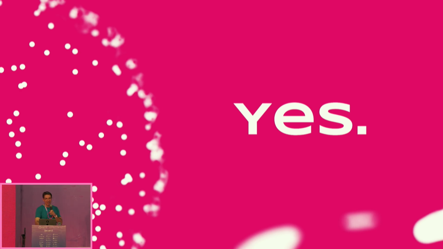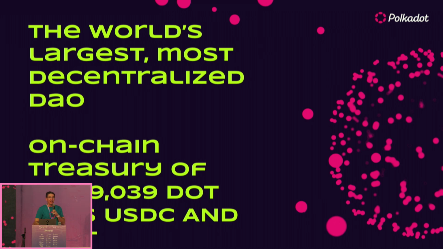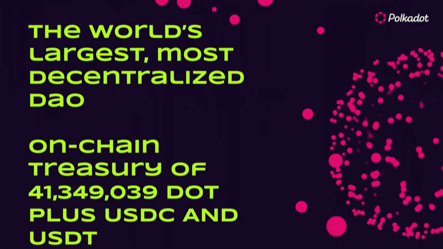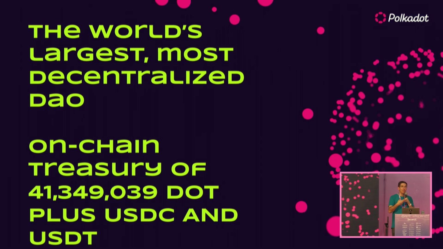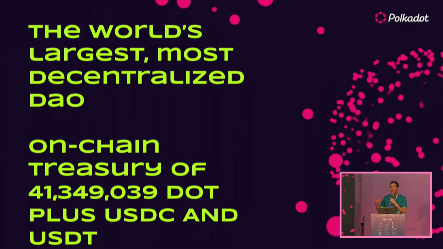So yes, Polkadot is more than just a blockchain. It is the world's largest and most decentralized DAO. As part of this governance process, DOT holders have control over the Onchain Treasury. And the Onchain Treasury is automatically built. Basically, whenever there is inflation in the Polkadot network, a portion of that is diverted to the Onchain Treasury. And this can be given to people in a variety of different ways to develop projects for DOT.